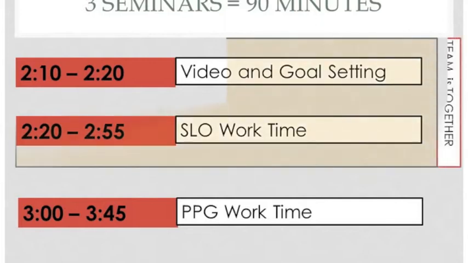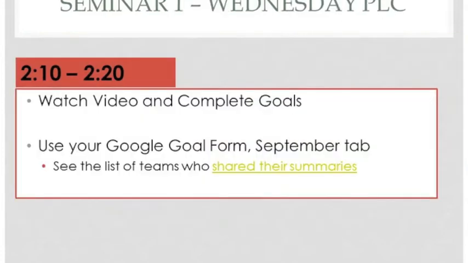Today's PLC time is broken into 3 seminars. Remember that your team will be together for the first 2 seminars totaling 45 minutes, from 2:10 until 2:55. At 2:55, your team has decided to either stay together, move to a different team, or participate in further field training, aka seminars. The first seminar is watching this video and reviewing your goals. Remember that these goals and summaries of what is accomplished during team time need to be written in the monthly team summary form found in your Google folders.